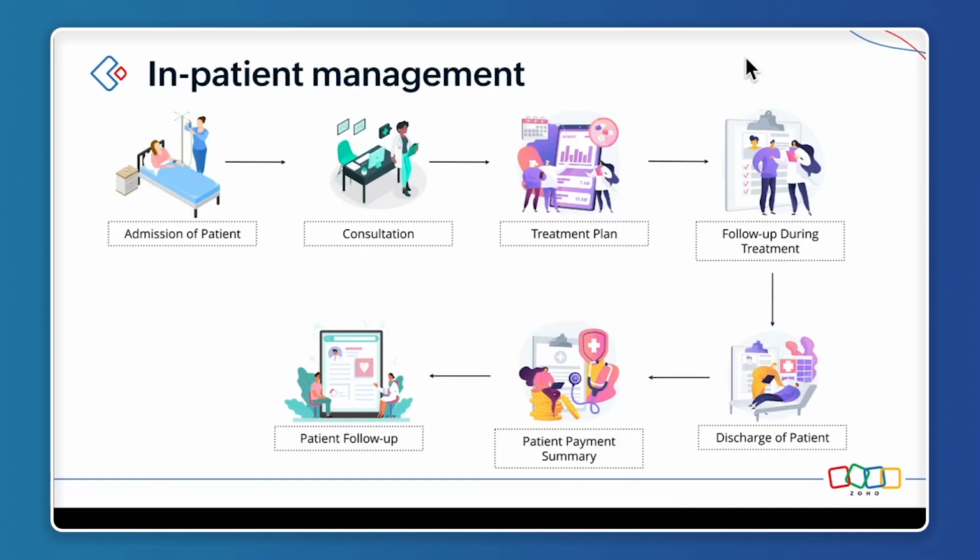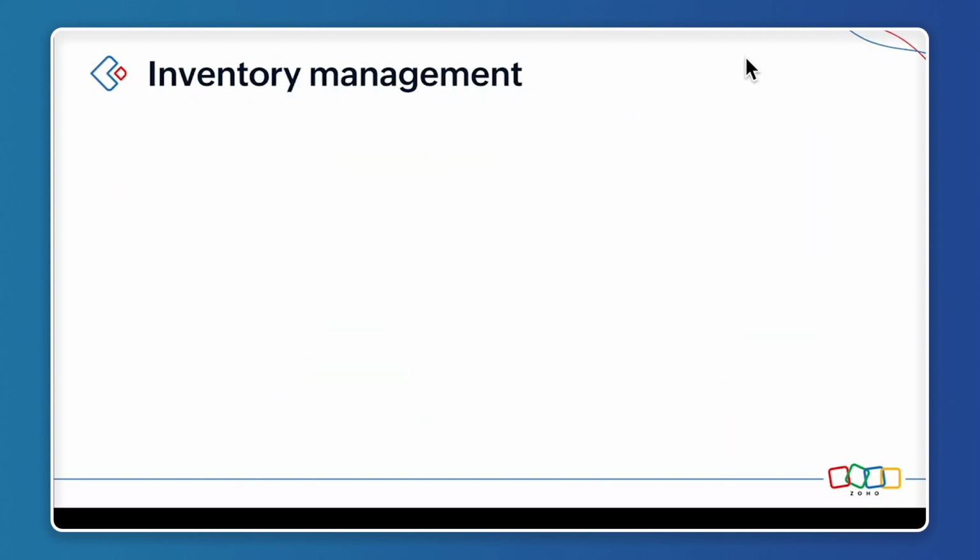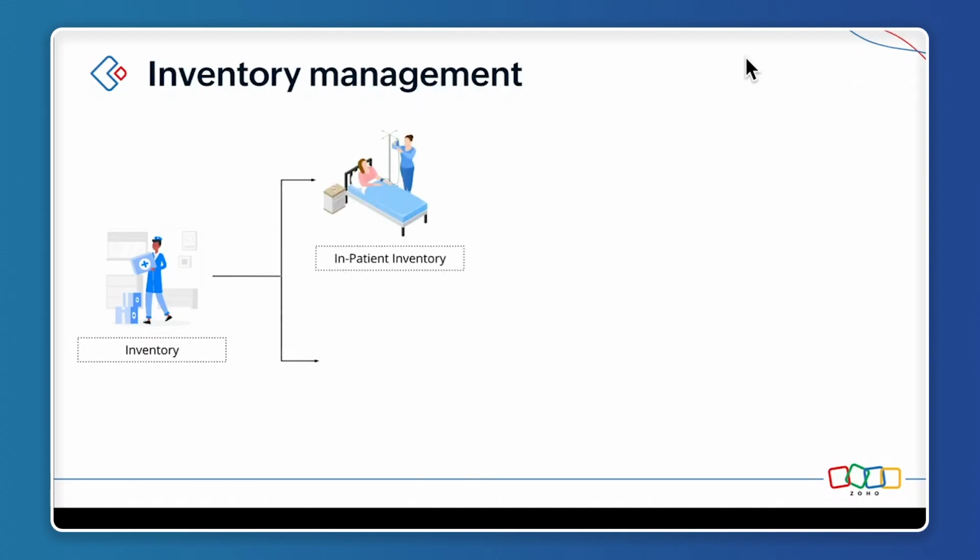So this is what we have for inpatient management, starting with the admission of a patient to the follow-up of the patient, the discharge summary being provided, and follow-up during the treatment as well. And apart from the outpatient management and the inpatient management, next comes the important part, which is inventory management, where we have two major categories that need to be captured: the process related to the inpatient inventory and the outpatient inventory.